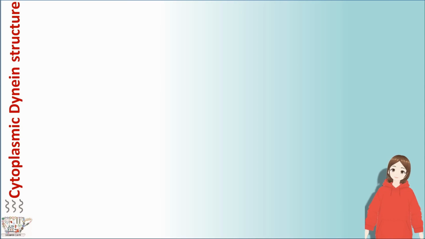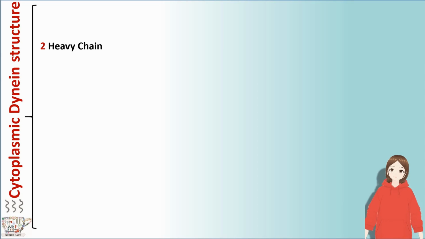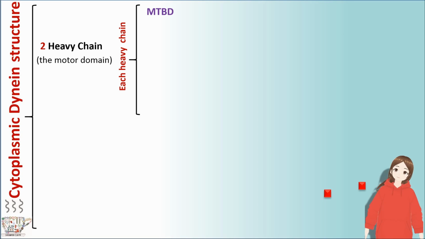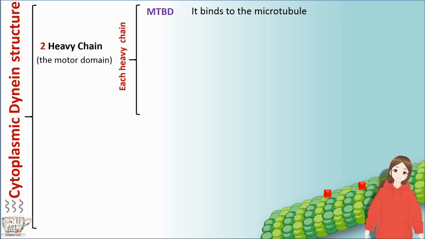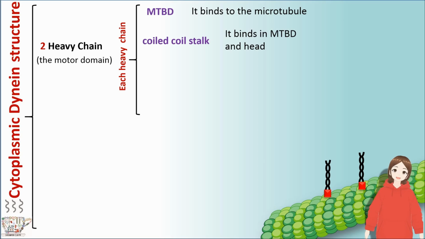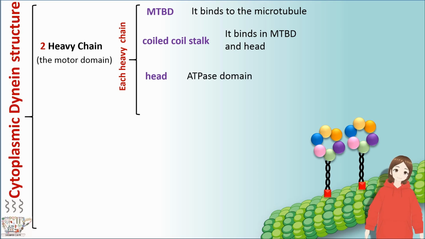Cytoplasmic dynein structure. Cytoplasmic dynein has two heavy chains, or motor domains, in its structure. Each heavy chain has four parts. MTBD, it binds to the microtubule. Coil stalk, it connects the MTBD and the head. Head is the ATPase domain, and linker, it binds to light intermediate chains.